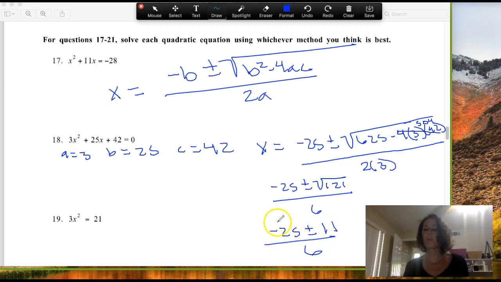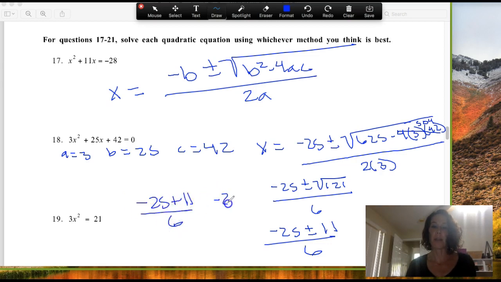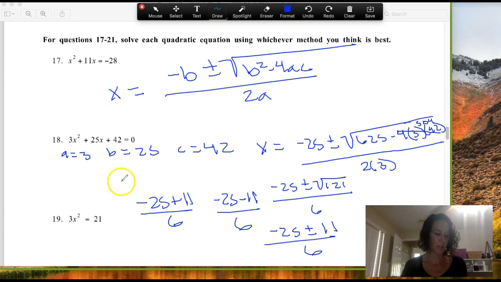So I have two solutions here. I have negative 25 plus 11 over 6 and negative 25 minus 11 over 6. All right, so negative 25 plus 11 over 6 is going to be negative 14 over 6. Okay, and this does reduce. This will be negative 7/3. And you can give me a decimal form if you want.